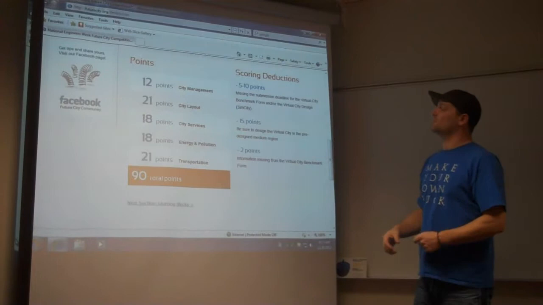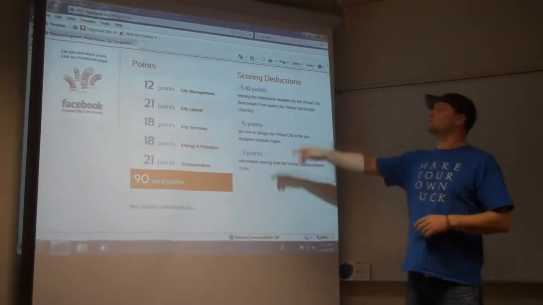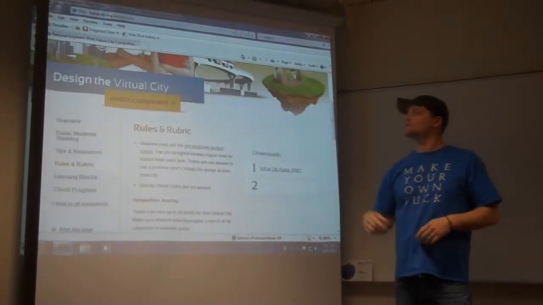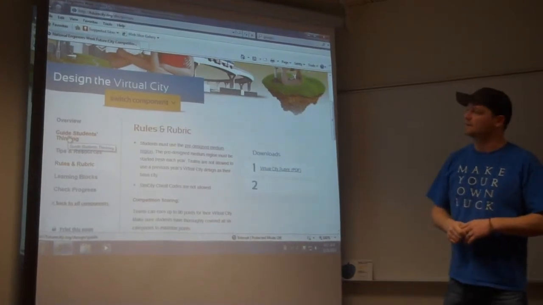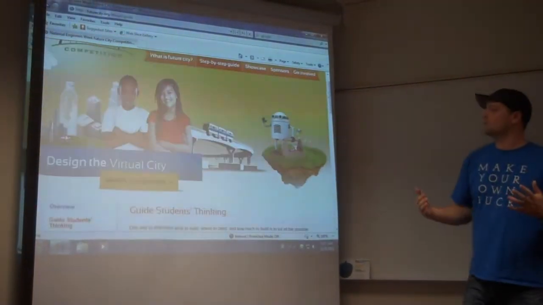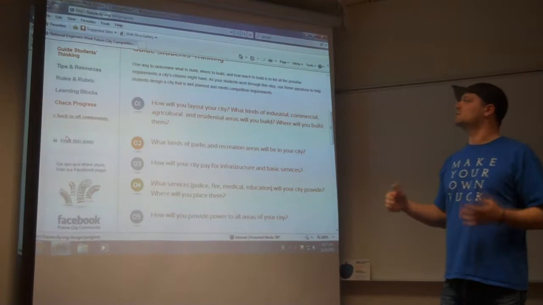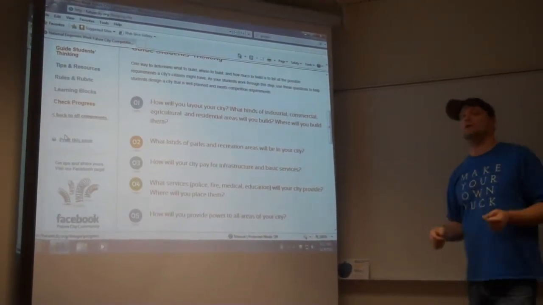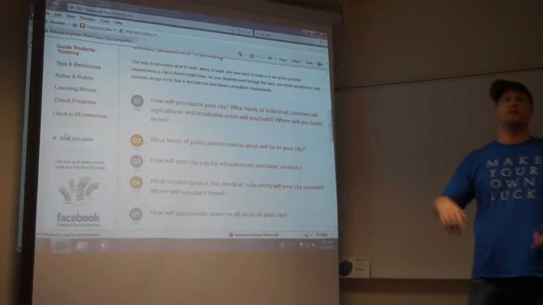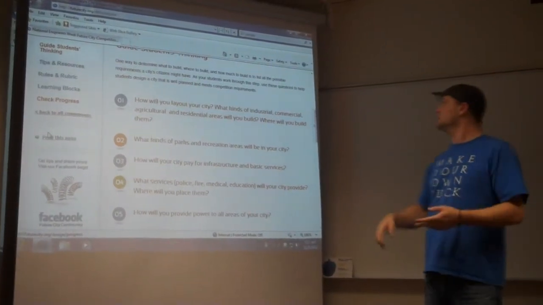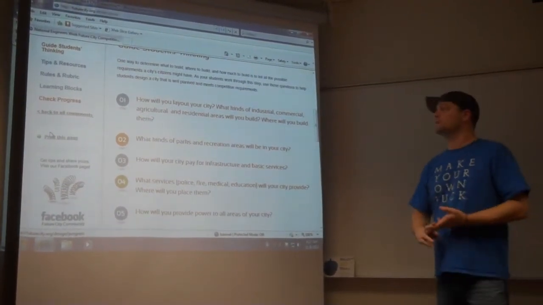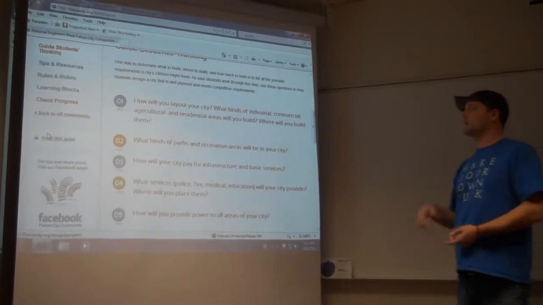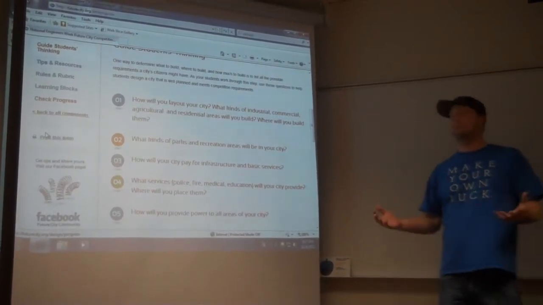Okay, now that you checked out the rules and rubric for Future City, it is time to scroll back up on the web page and go to Guide Students' Thinking. This is what gives you all the ideas that you need to keep in mind while you're making your city. First, you have to think about how you will lay out your city, where your residents will live, where your industrial park is going to be, where your commercial zones are going to be. Topic 2 is what kind of parks and recreation areas will be in your city.